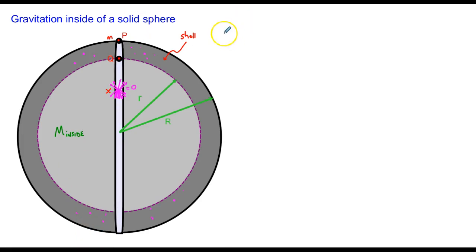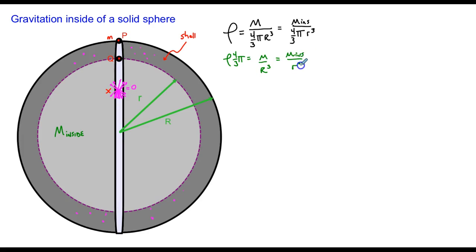We start this problem off with a density equivalency. We say that density is equal to mass over volume: the mass of the entire planet divided by the volume of the entire planet, which is 4/3 pi big R cubed. And we can say that that's also equal to the mass inside the planet, since the density is assumed uniform, divided by 4/3 pi little r cubed. I'm going to do this in two steps. You could do it in fewer, but I'm going to multiply both sides by 4/3 pi. I get density times 4/3 pi is equal to mass over big R cubed, which is equal to the mass inside over little r cubed.